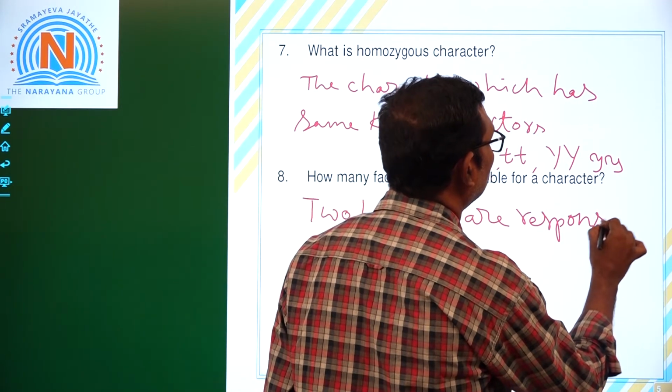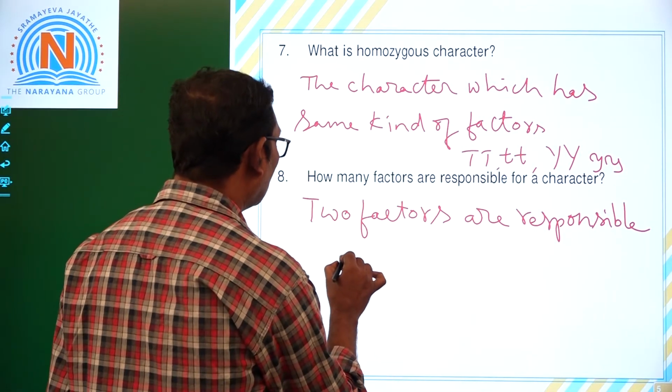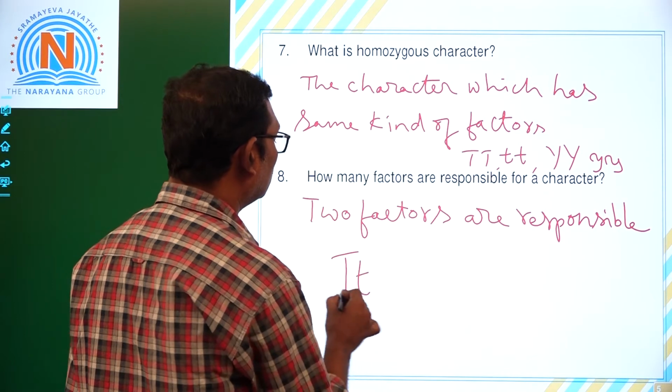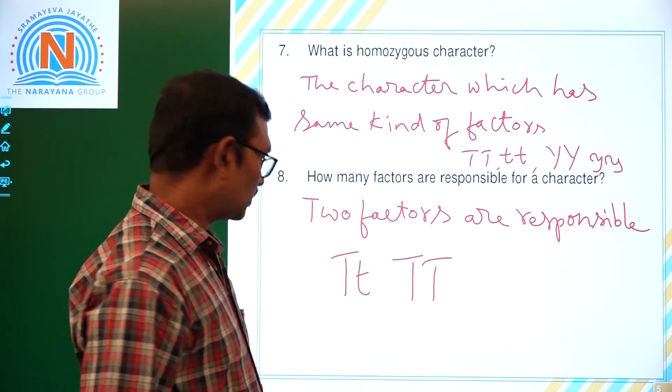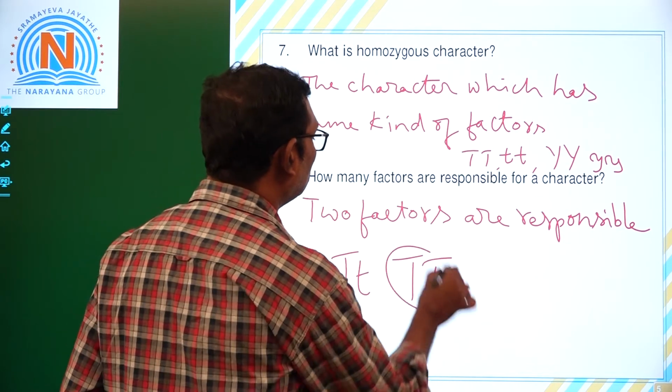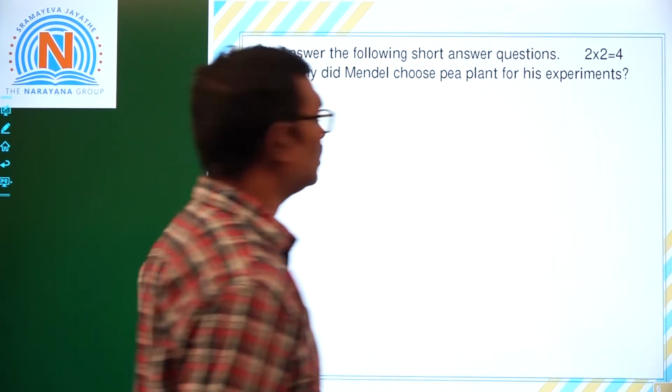Two factors are responsible for a character. That means tall, capital T, small t. Two factors. Or capital T. This also is tall only. So two factors are responsible for a particular character.